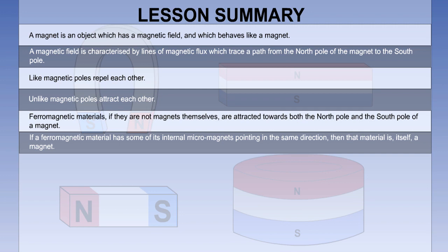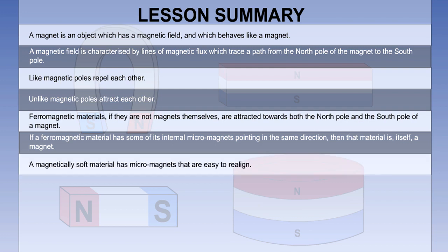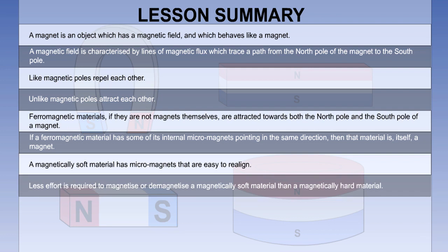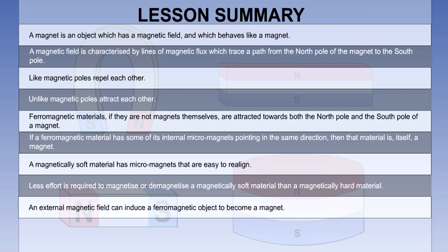If a ferromagnetic material has some of its internal micromagnets pointing in the same direction, then that material is itself a magnet. A magnetically soft material has micromagnets that are easy to realign. Less effort is required to magnetize or demagnetize a magnetically soft material than a magnetically hard material. An external magnetic field can induce a ferromagnetic object to become a magnet.